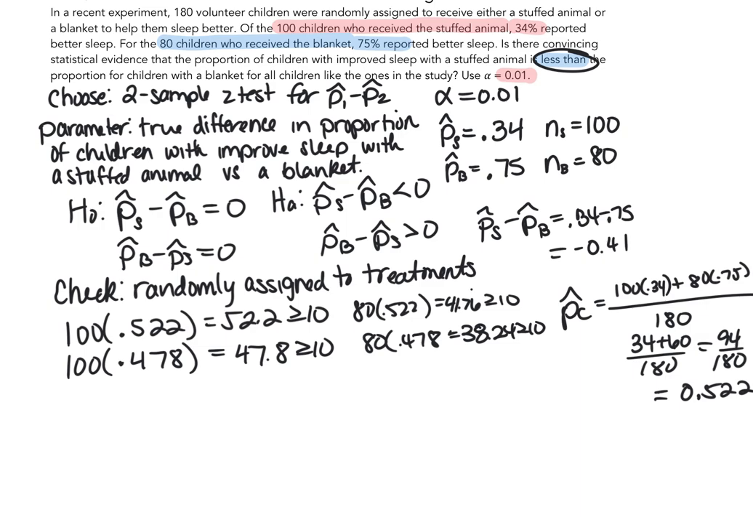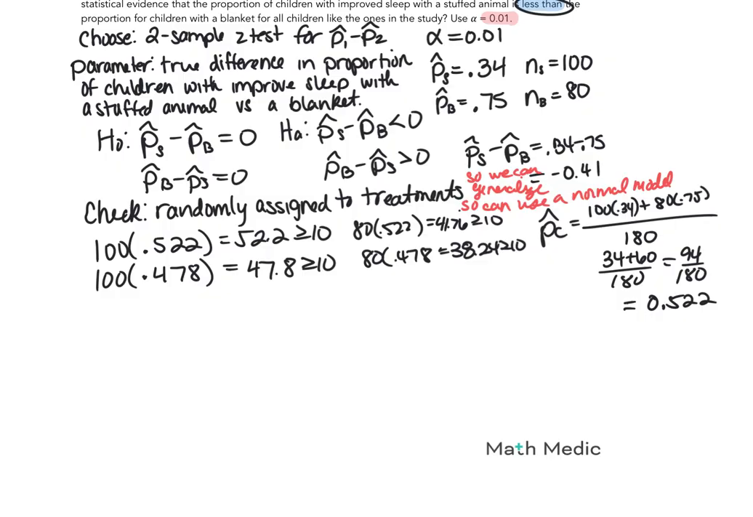Okay, so we can generalize, and so we can use a normal model. That's why we do those conditions. Okay, so our conditions are met. Now we're going to calculate.